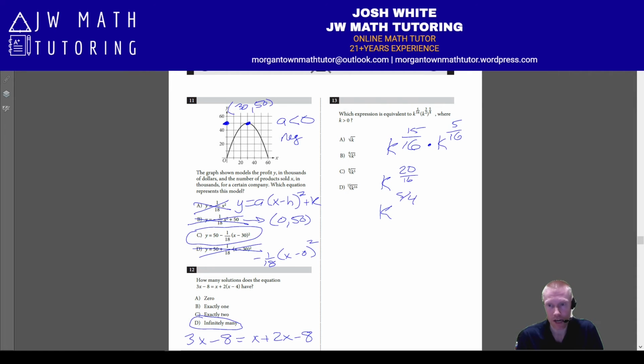Now we can put it in radical form. The number on the bottom of the fraction, or the denominator, turns into our index. The number on the top is the power on the variable or number that's going under the radical. So the correct answer to this one is just going to be letter B. It's the fourth root of k to the fifth.